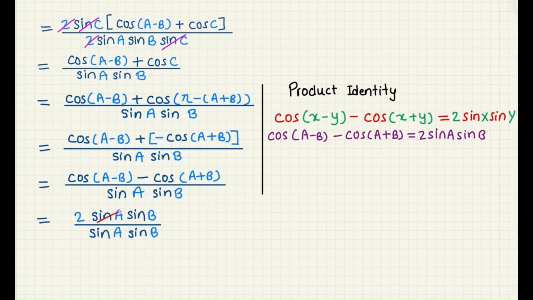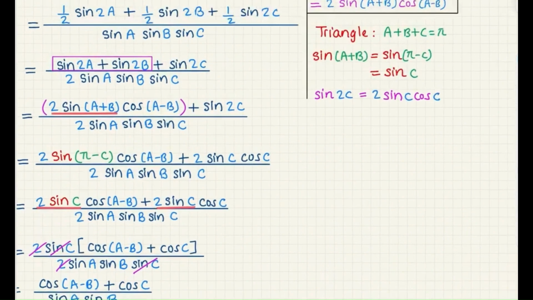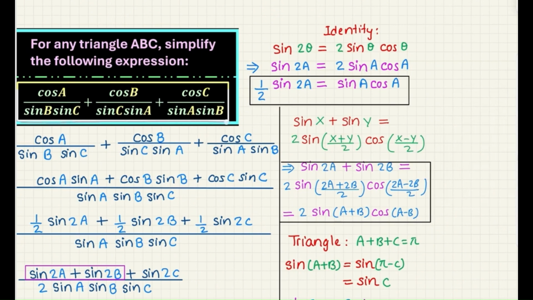And our mathematics has changed our 3-term expression, cosine A over sin B sin C plus cosine B over sin C sin A plus cosine C over sin A sin B, to a single and simple number, 2. Yep, the answer for this whole expression at the end, after we have simplified, is just the number 2.